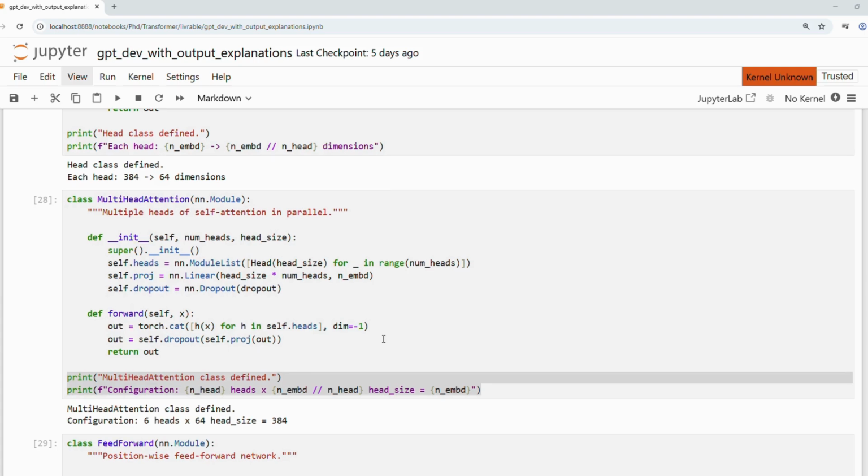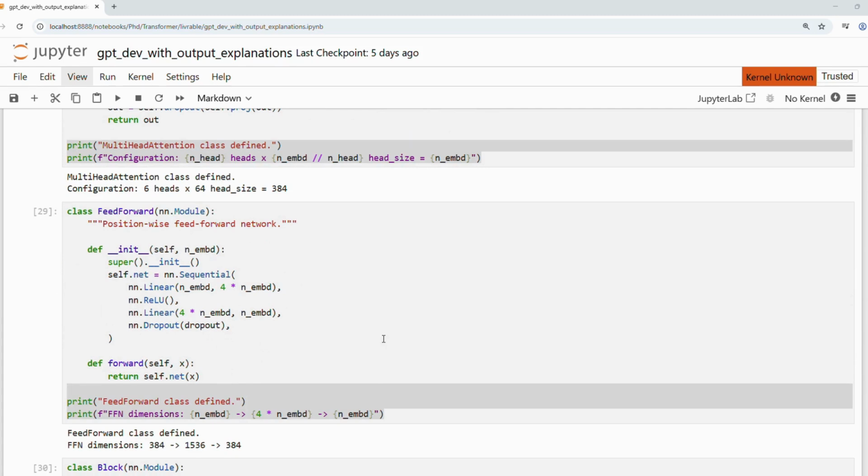Third, the feed-forward network. This is a simple 2-layer MLP with a ReLU activation, applied independently to each position. The inner dimension is 4 times the embedding dimension, so 384 times 4 equals 1,536. This follows the convention from the original transformer paper. The feed-forward network is where the model does per-token computation, processing the information gathered by attention.